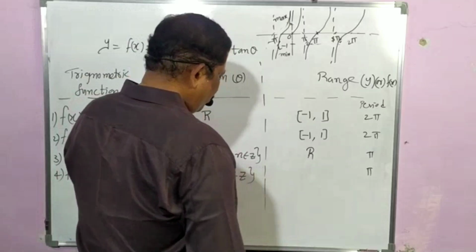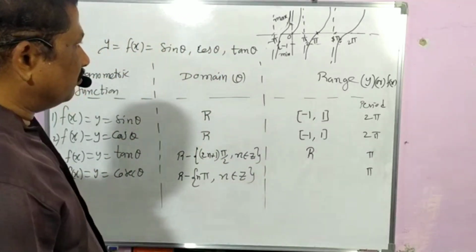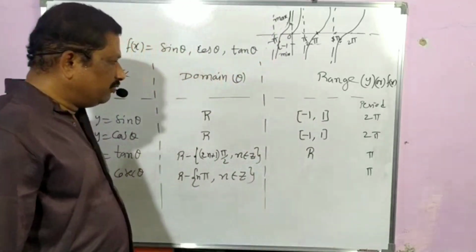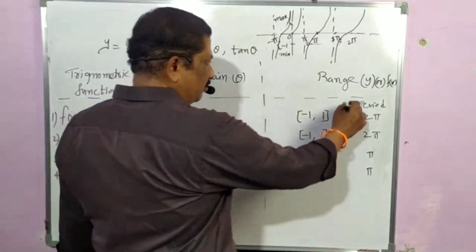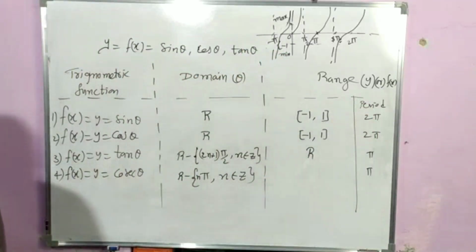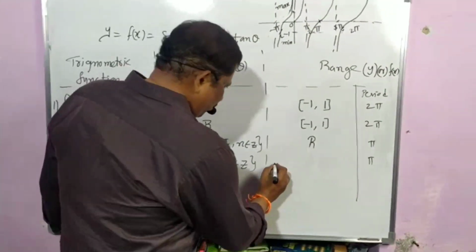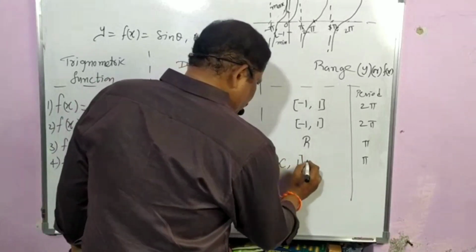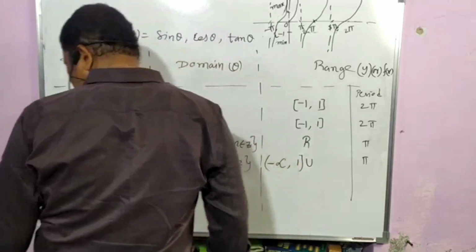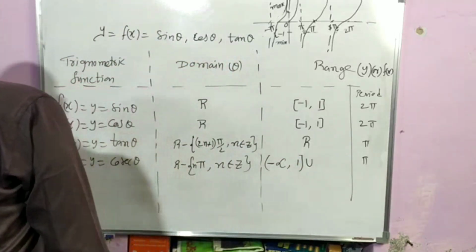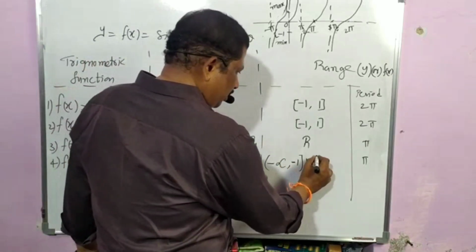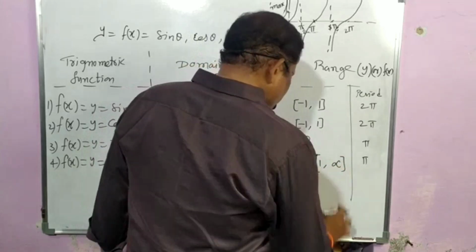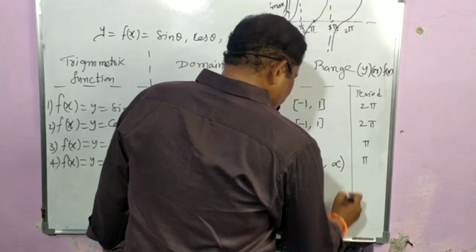Now the range. Two parts will come: minus infinity to minus 1, and plus 1 to plus infinity. This is the period you should remember, so note it down. Infinity takes an open bracket.